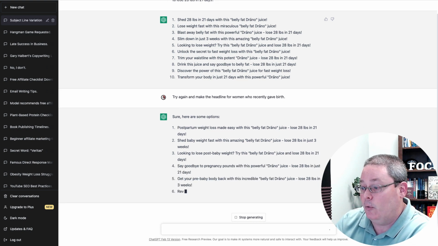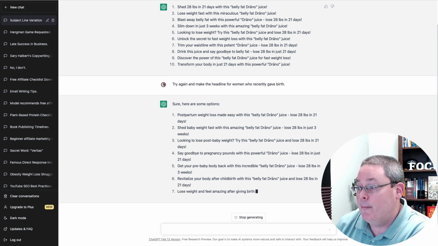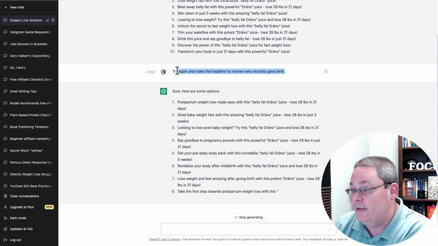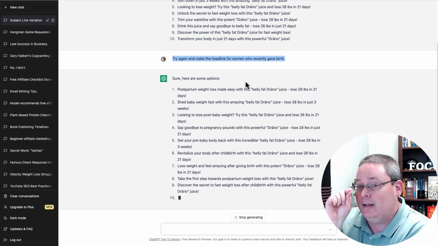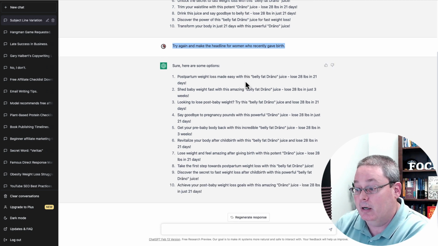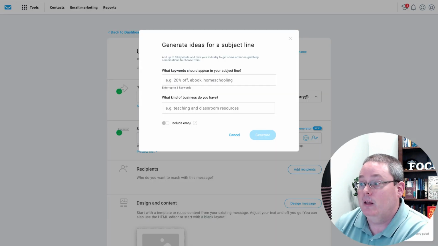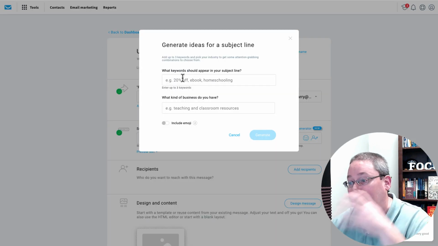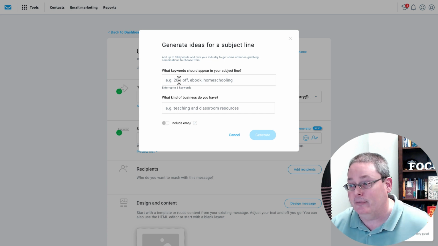And then you can see that it's going to create new subject lines based upon this new information that I've given it, based upon the fact that I'm targeting women who recently gave birth. And now the headlines are focused in on that specific target. Take that back here, or back to the generator inside of GetResponse.